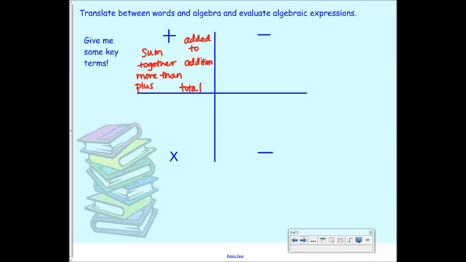What about subtraction? Difference, take away. Someone said something else. Minus. Subtract. Less than. I heard someone say compare. How would that look?